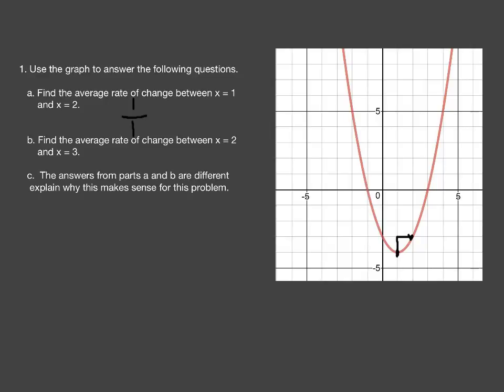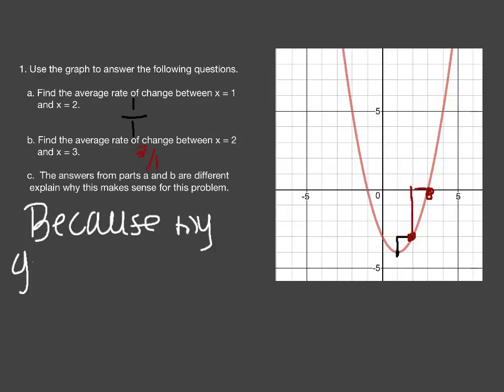Now let's figure out the slope of 2 to 3. So I'm at 2, 3 is there, so I go up 1, 2, 3, right 1, so 3 over 1. Why are the answers different? Because my graph is curved and not linear.